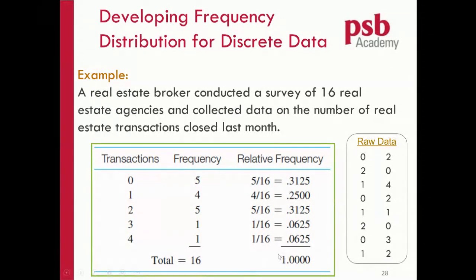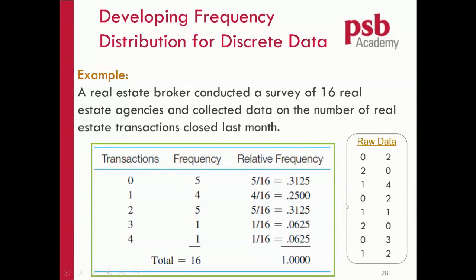Another example, a real estate broker conducted a survey of 16 estate agencies. These people sell houses and buy houses on behalf of another person. Okay, so they just help with the transactions. So they collect data on the number of real estate transactions closed last month. You know, selling a house is not so easy. You won't be selling houses every day, right? So there are only like 0 up to 4 transactions done in a month, right?